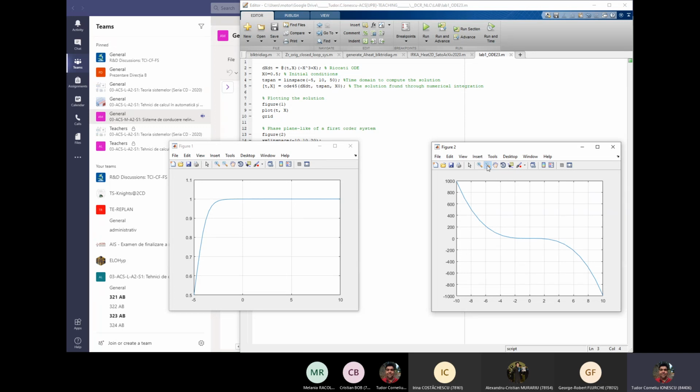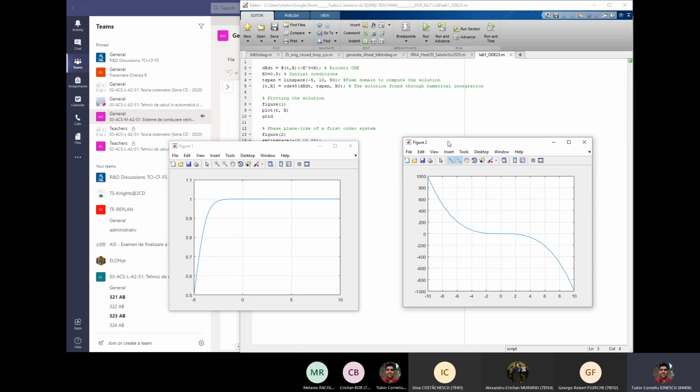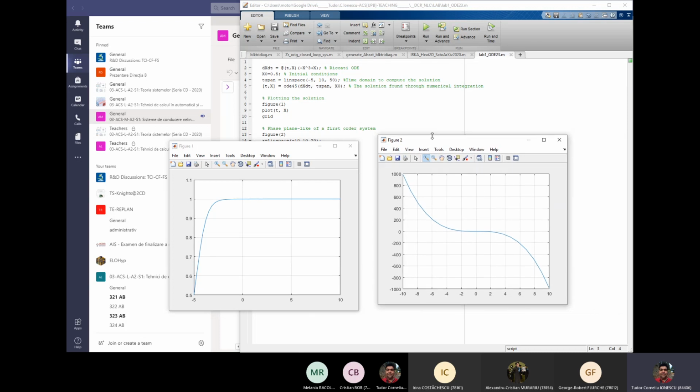Where can we see these equilibrium points? What is this plot? The second plot is f of x, which is minus x to the power 3 plus x, versus x. It's a sort of phase plot, easing the analysis for us, and we can see here that it's 0.